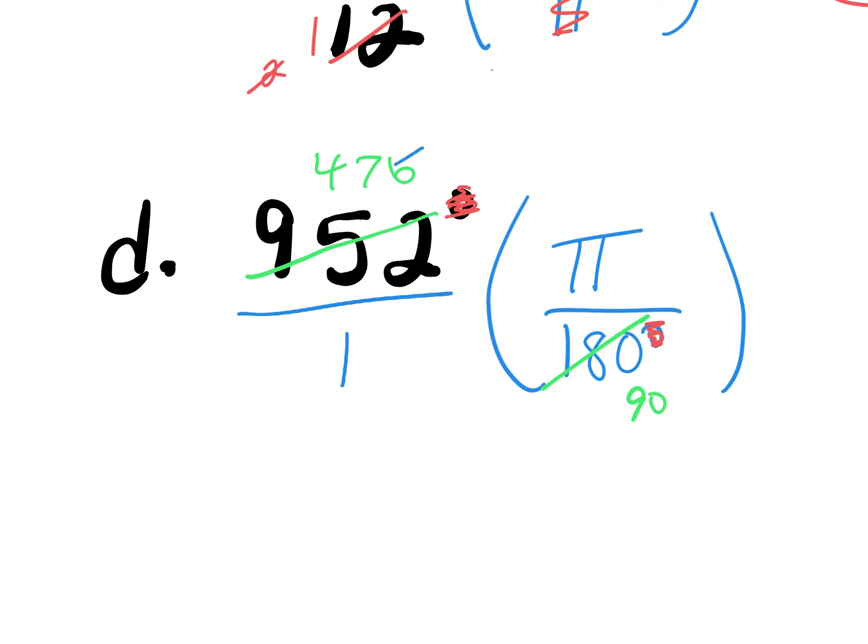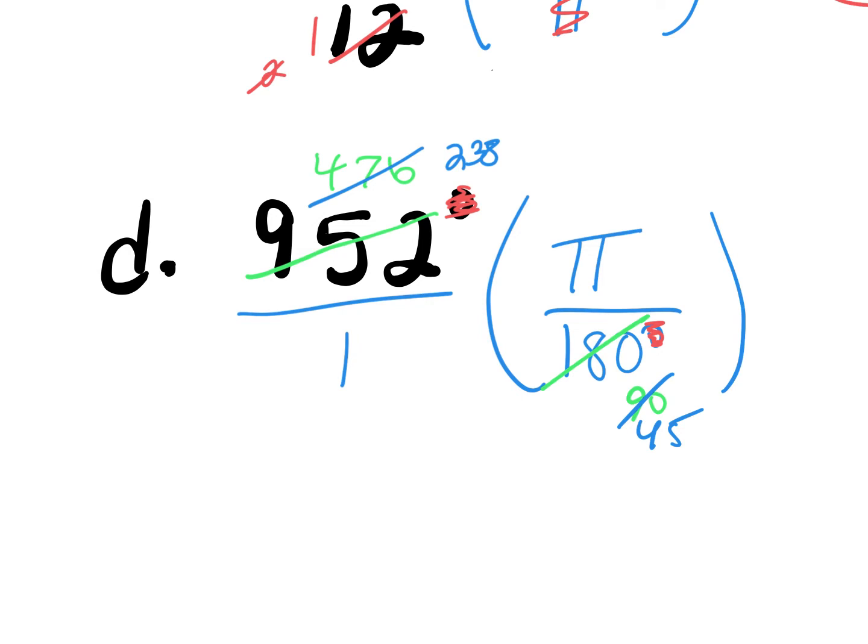Okay, so then 2 again. What's 476 divided by 2? 238. And then what's 90 divided by 2? 45. All right, anything else? 238, is that divisible by 3? No. Why not? Because if you add the digits, good.